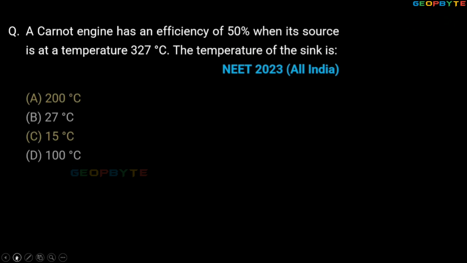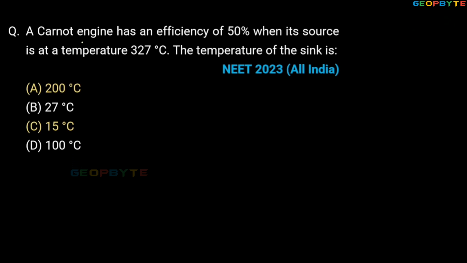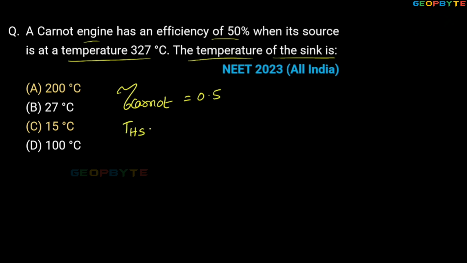Similarly, let us take another important problem on the Carnot cycle. A Carnot engine has efficiency 50%. When the source temperature is 327 degrees centigrade, the temperature of the sink is? Carnot cycle efficiency equal to 0.5, right? Hot source temperature is given: 327 plus 273 gives 600 Kelvin.